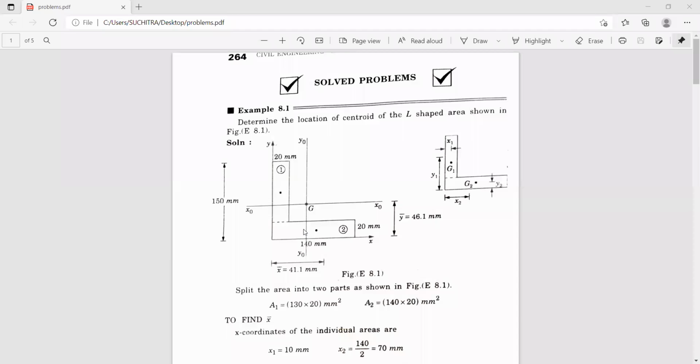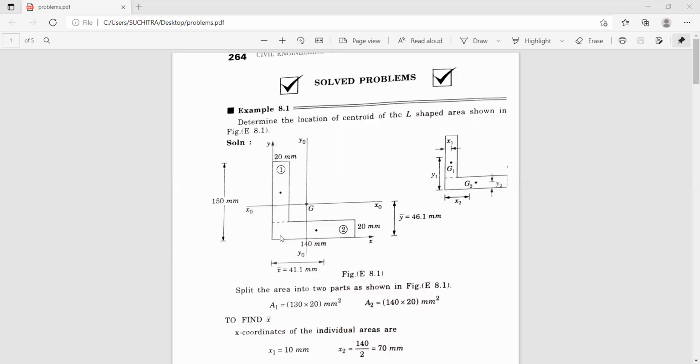Now we need to locate the corresponding centroids of these individual figures. You can see here G1 and G2. Then we can find the coordinate distances, that is X bar. X bar is always measured with respect to the y-axis and y bar is always measured with respect to the x-axis. Now you can see here x bar is measured with respect to the y-axis and this is the x bar distance. Now split the area into two parts as shown in the figure.